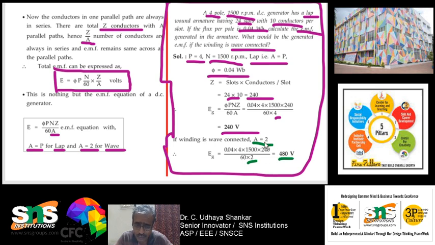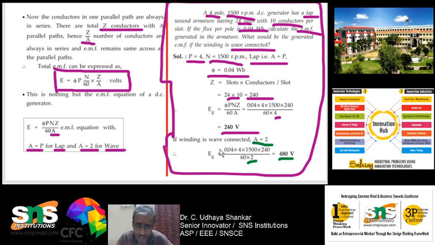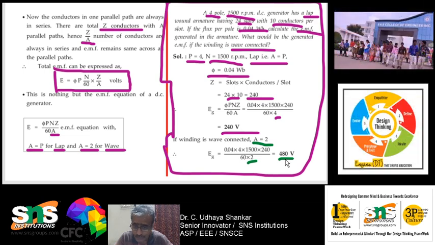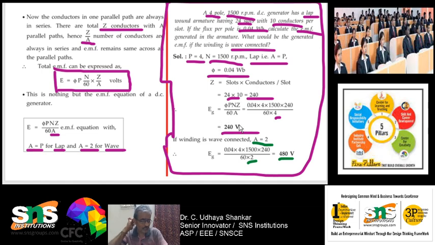So from this problem we can understand that the same machine, if it is wave connected, can generate a higher voltage of about 480 volts. Double the voltage has been generated, whereas with lap winding it generates 240 volts. But lap winding has the advantage that it can carry high currents. So lap winding is used for high current applications, whereas wave winding is used for high voltage applications.